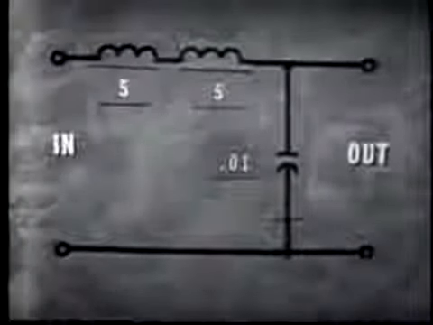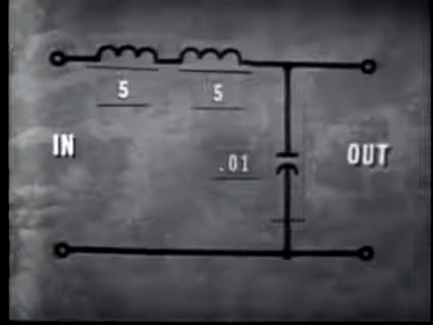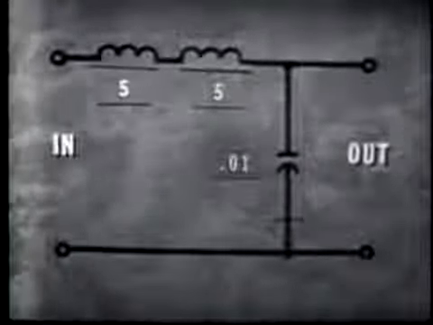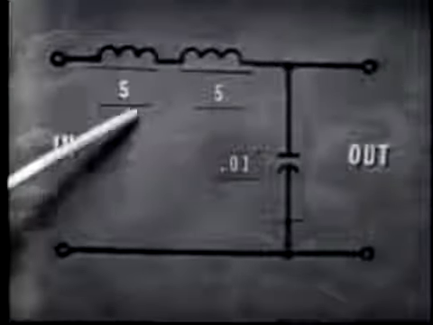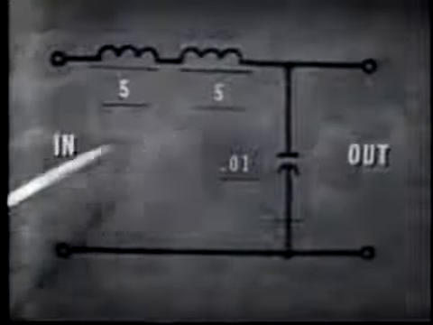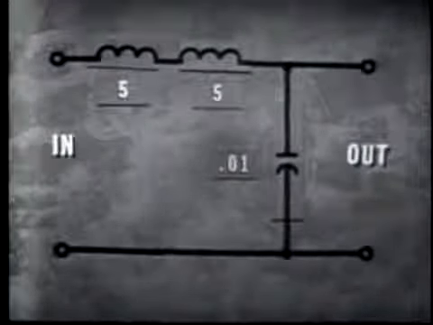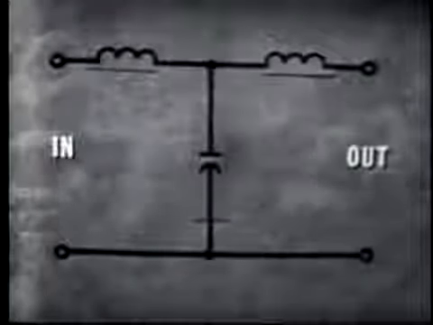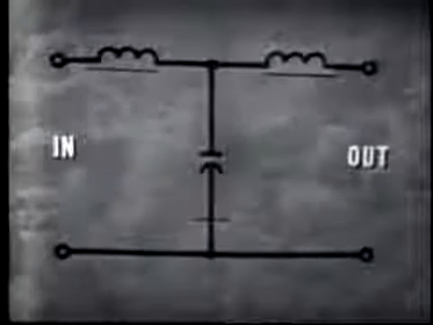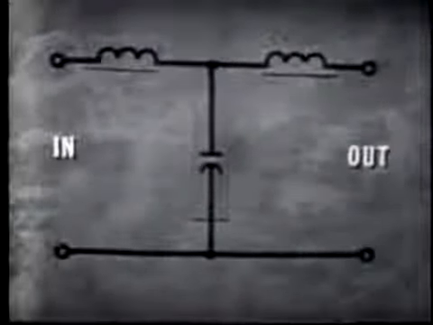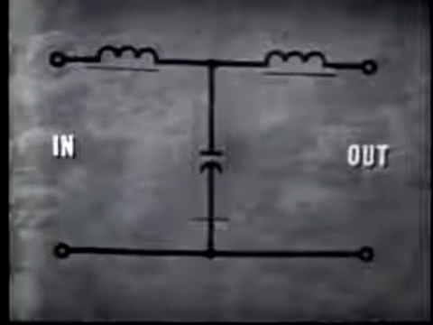Now, each inductor equals 5 henries. And since inductors in series are added just like resistors in series, the total value of inductance is 5 plus 5, or a total of 10 henries inductance. We can even move one of the inductors over here on the output side of the filter, and we still won't change total inductance. It's still 10 henries, and thus this filter will still pass frequencies below 600 hertz, reject those above that value. This filter is an inductive input-output filter.